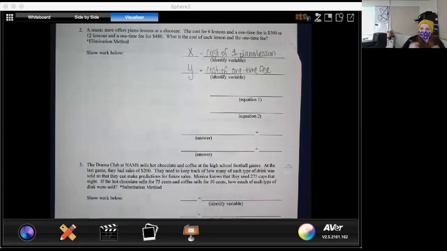Okay, now we gotta come up with our equations. Okay, as you can tell, there's still things labeled in here for you. Okay, it's just not specifically saying this is your step, this is your step, this is your step. Okay, so equation 1. The cost of 6 lessons and a one-time fee is $300.